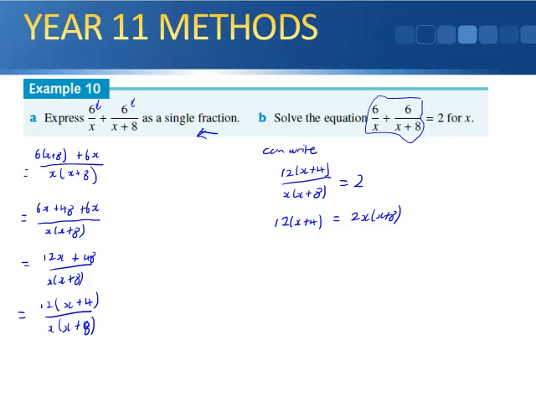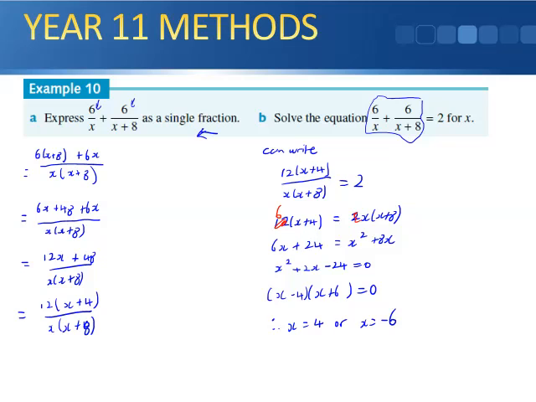I can divide everything by 2, so this will be 6, and that 2 will be gone, and now I can expand the bracket. I get 6x plus 24 equals x squared plus 8x. Bring everything over to the same side, so I get x squared, 8x minus 6x becomes 2x, negative 24 equals 0. Factorise this: x equals 0, 6 and 4, so plus 6 minus 4, therefore x will equal 4 or x equals negative 6.